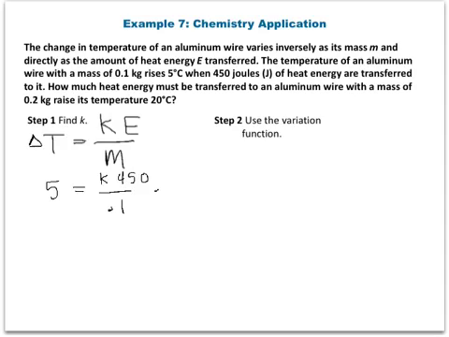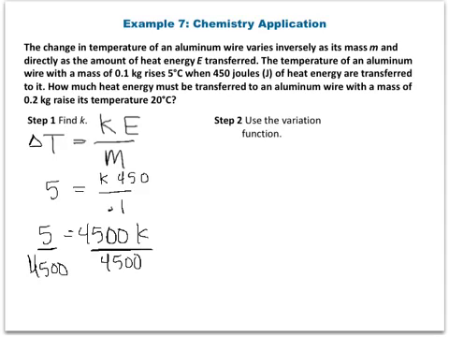I'm going to multiply both sides by 0.1. Actually, no, I'm going to divide 450 by 0.1. And I get 5 equals 4,500 K. Divide both sides by 4,500, and I'm left with K equals 0.001.